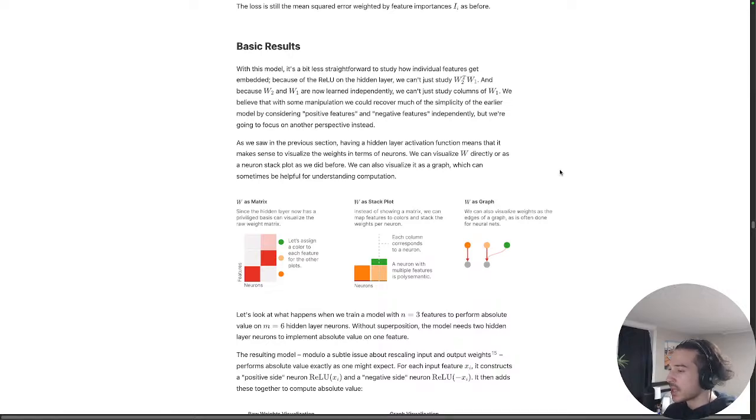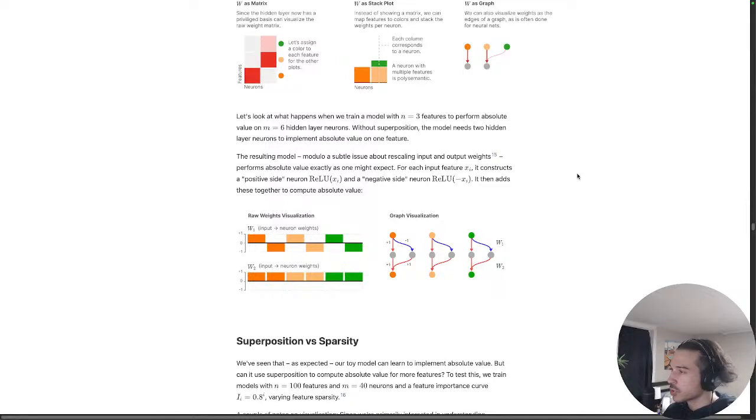Okay, let's look at what happens when we train a model with n equals 3 features to perform absolute value on m equals 6 hidden layer neurons. Without superposition, the model needs 2 hidden layer neurons to implement absolute value on one feature. The resulting model, modulo a subtle issue about rescaling input and output weights, performs absolute value exactly as one might expect. For each input feature x sub i, it constructs a positive side neuron, ReLU of x sub i, and a negative side neuron, ReLU of negative x sub i. It then adds these together to compute absolute value.